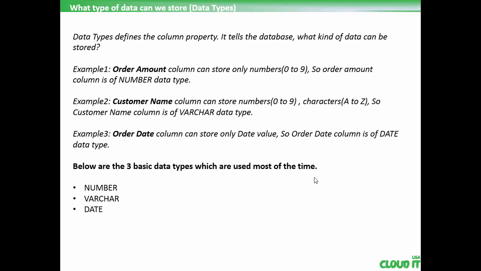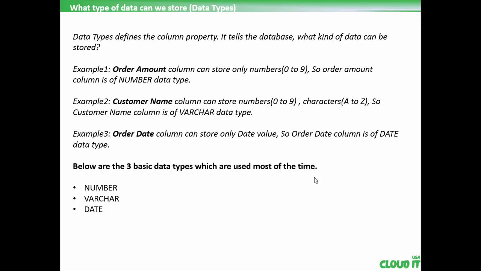Let's take order amount. If we define this as number, we are telling the database to accept only numbers. In the same way, if we look at example 2, customer name column is defined as varchar, which means variable character. That means you can store numbers or characters or some specialized characters. So we are enforcing the rules.